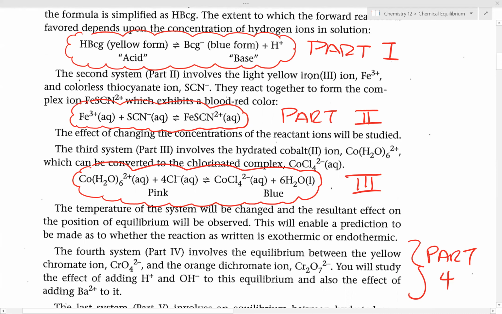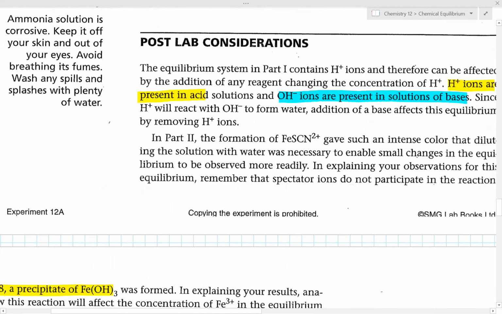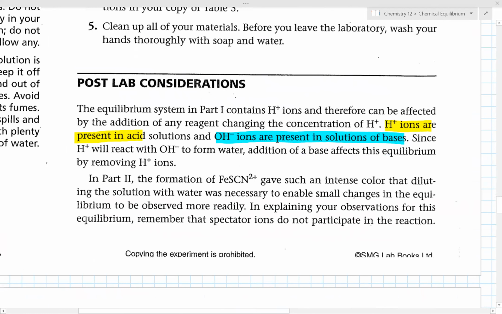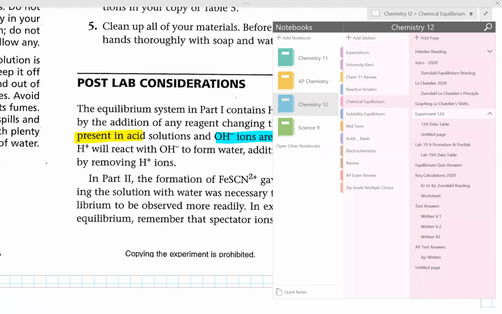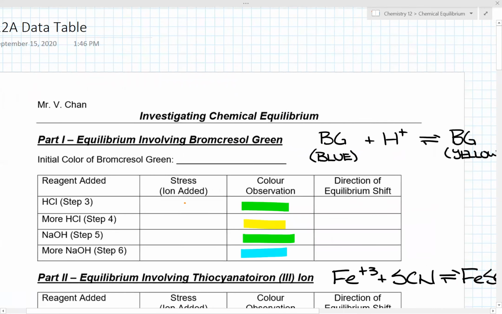If you take a look at the very last page, there's something called the post-lab considerations. When you read the post-lab considerations, that gives you the information on how to fill in your data table. Now, can you get out your lab, and also get out your data table?